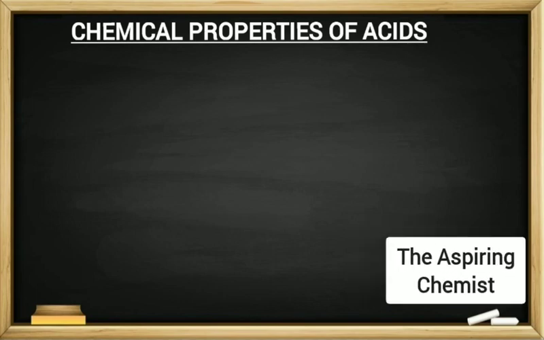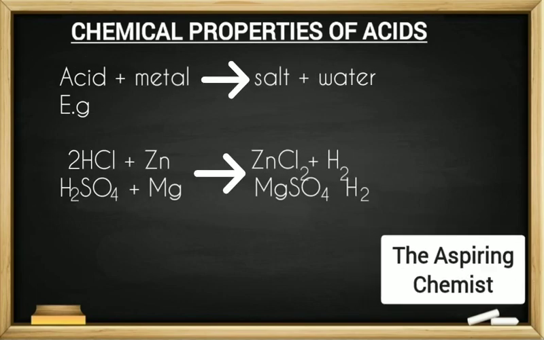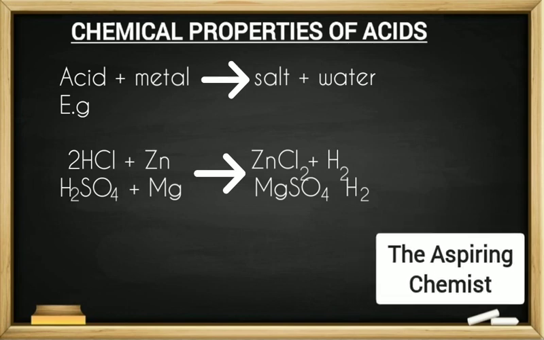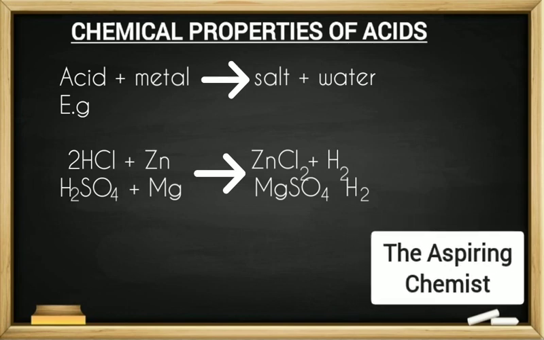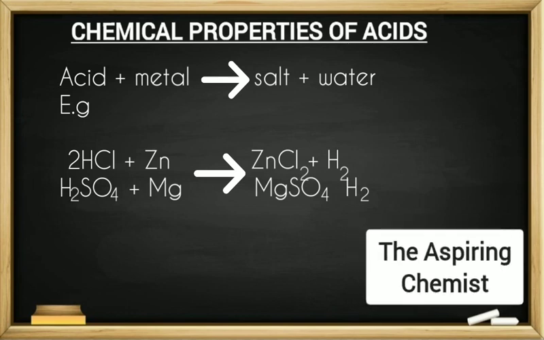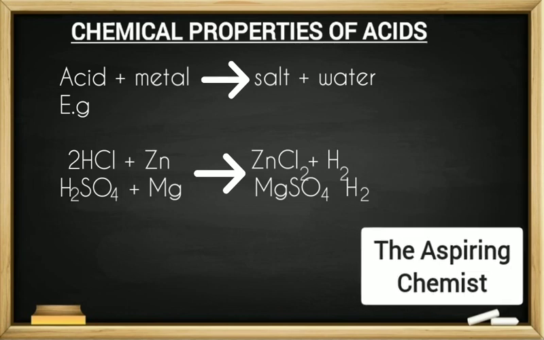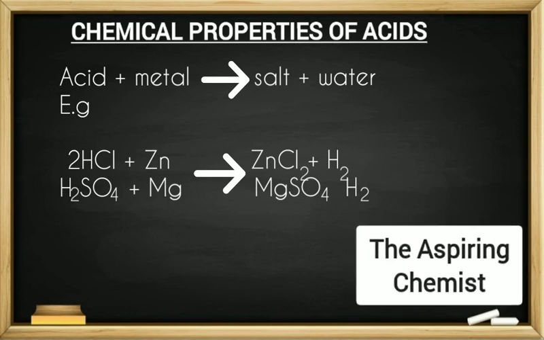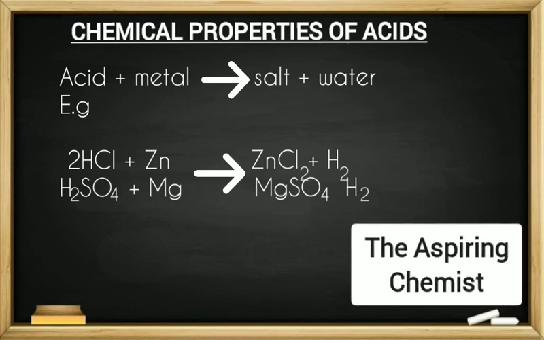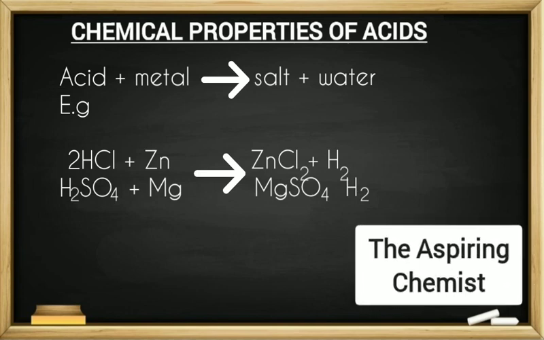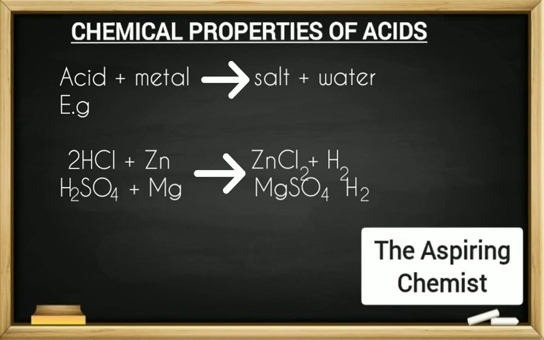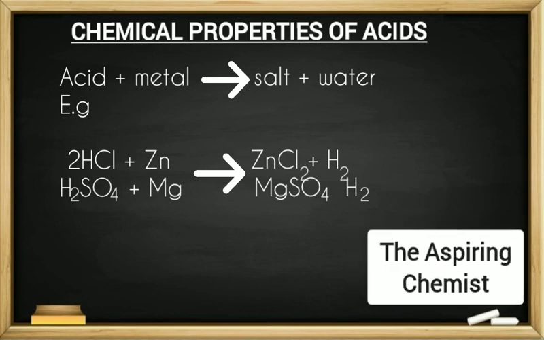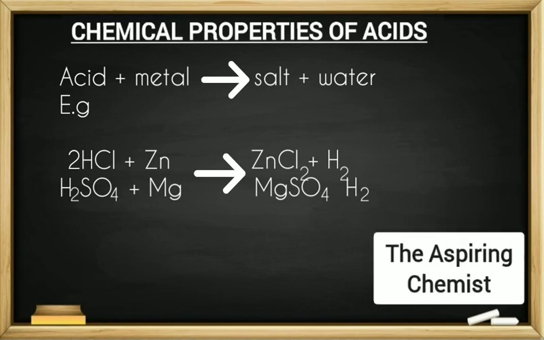The first one is that acids react with metals generally to release salt and hydrogen. For example, you have hydrochloric acid reacting with, let me say, zinc metal. The product we have is zinc chloride and hydrogen gas. So acids react with metals which are high in the electrochemical series, to release hydrogen gas and a salt.